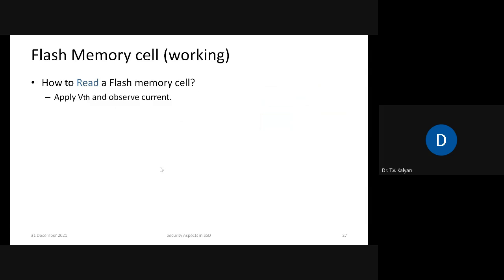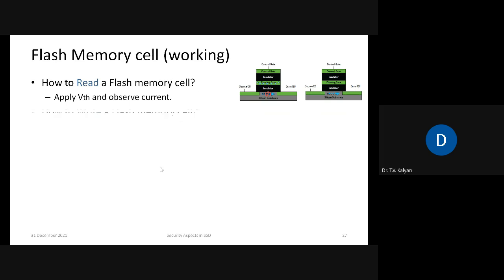How do we read the data that is stored in the flash memory? We apply the threshold voltage and observe the current. If there is no current, then we term it as 0. If there is current flow between the source and drain, we term it as a 1.